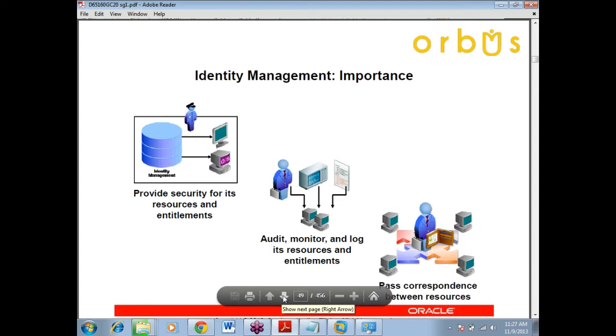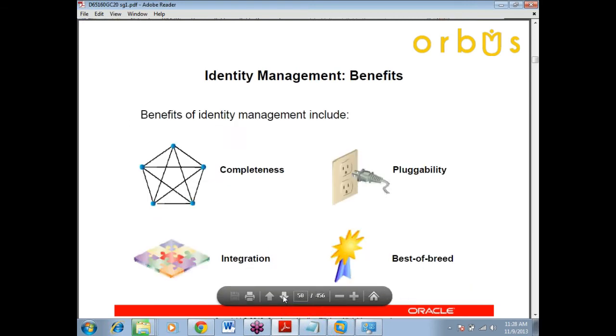But not only auditing and monitoring, identity management also ensures correspondence between different resources. It should have a framework which provides communication between different resources whenever there is a change, or whenever information is needed by one resource from another. These are the benefits, in the language of IT. It should be complete in nature, a complete end-to-end security. So identity management provides an end-to-end security life cycle of user, role and organization.